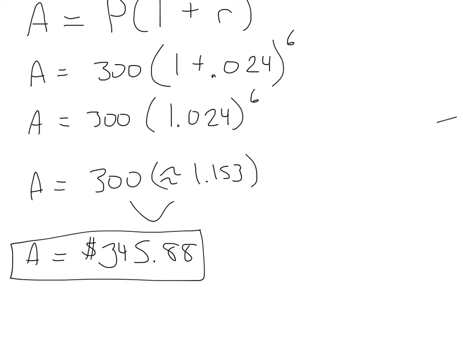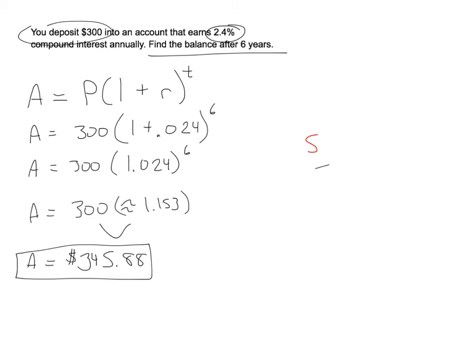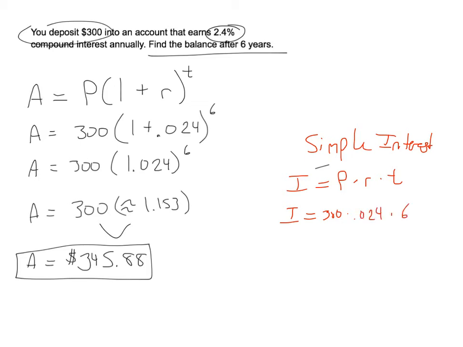So there you go. What I want to do is show you real quick the contrast between that and simple interest. We remember simple interest is I equals PRT. So we're going to calculate the interest and then find the balance. Let's use the same information, except instead of compound, we'll do simple. So what's our interest going to be? Our principal was 300 times our rate, 2.4%, so 0.024, times T, 6 years. If I take 300 times 0.024 times 6, my interest is $43.20.